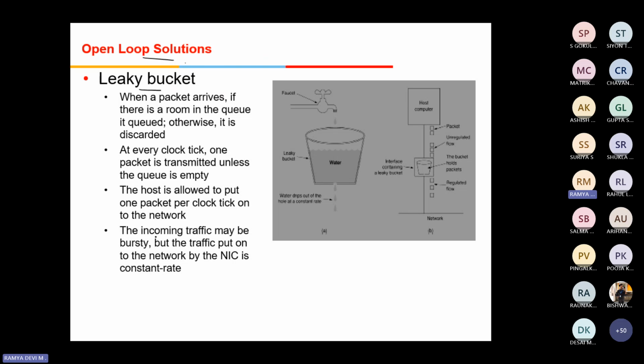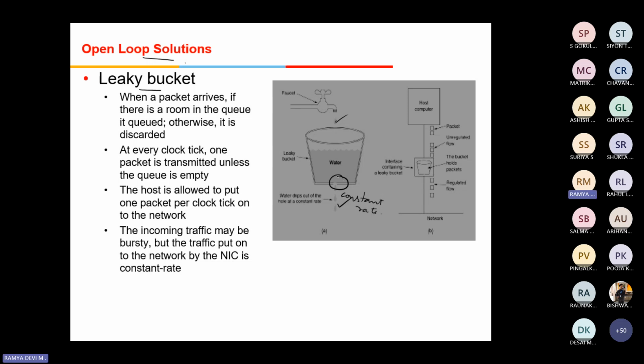Okay, leaky bucket algorithm. It is an open loop method which is used to regulate the traffic flow and to prevent the congestion. So this is an example link of the network interface. If I take a bucket with a small hole at the bottom, the water here represents the packets. A packet is dropped into the bucket, and all the time it is being leaked at a constant rate.